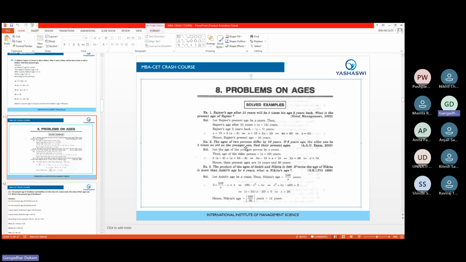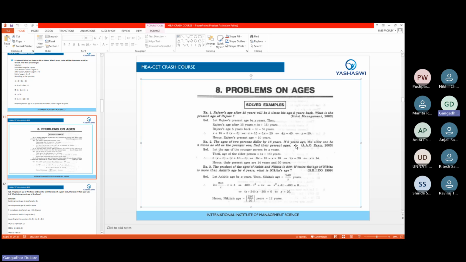Likewise, in the second question, the ages of two persons differ by 16 years. If 6 years ago the elder one was 3 times as old as the younger one, find their present ages. In that case, you do not calculate the direct value of x. You need to understand that the ages of the two persons differ by 16 years. So the age of the younger person will be x, and the age of the elder person equals x plus 16 years.